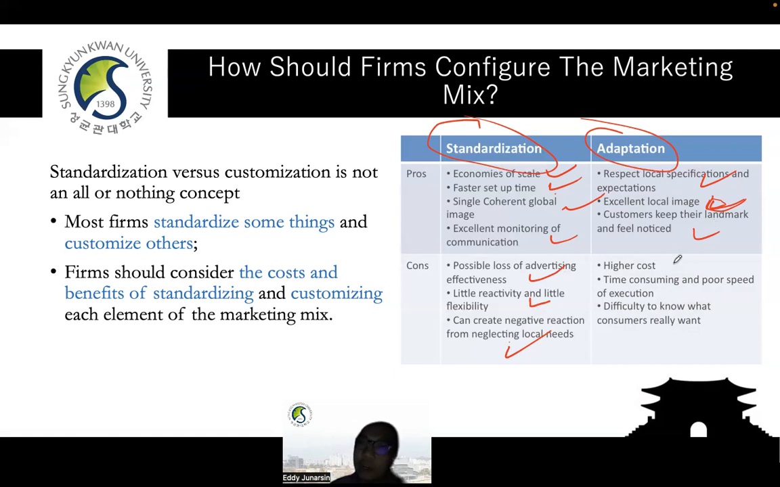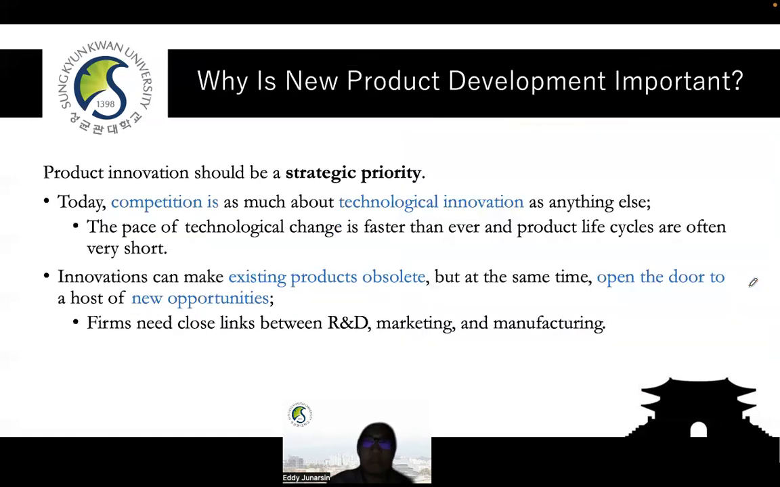But the cons: higher costs, we have to make a lot of adjustments, a lot of variations of effort, time consuming, and then execution might be more complicated, because we have to coordinate a lot of efforts everywhere, and of course it's difficult to know what consumers really want. So we have to do market research everywhere, in every country that we do business with.